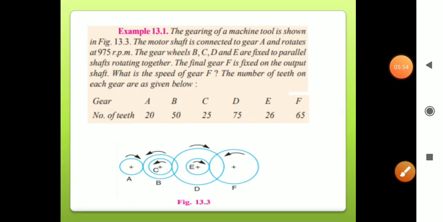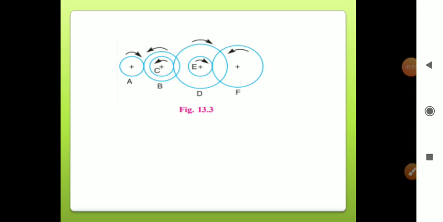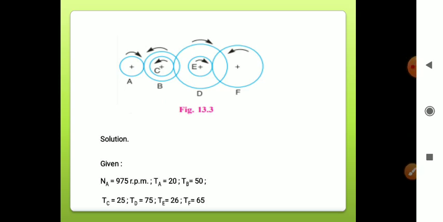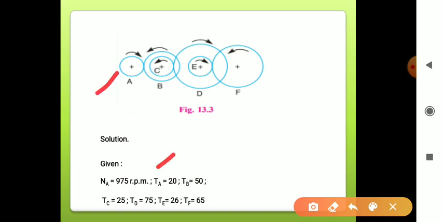So see here, this is the diagram. Write down whatever data is given. NA, the speed of gear A, is given as 975 rpm. Also given in this problem is the number of teeth on each gear: gear A, TA is equal to 20, TB is equal to 50, TC is equal to 25, TD is equal to 75, TE is equal to 26 and TF is equal to 65.